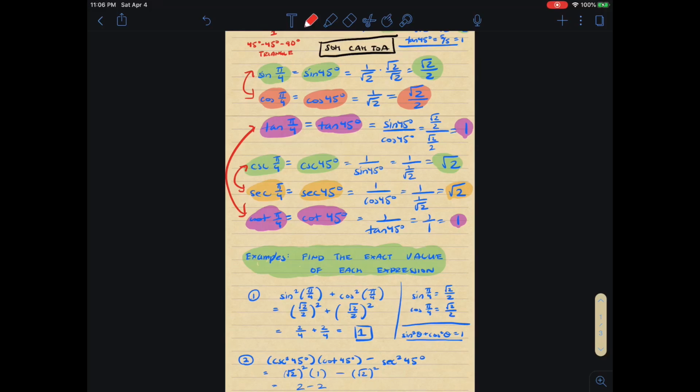So make sure you review this content and you feel okay with these values and how to find them before you move on to the next lesson.